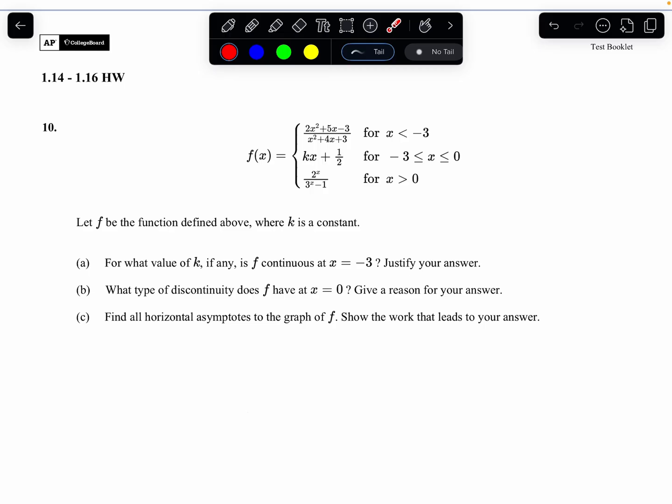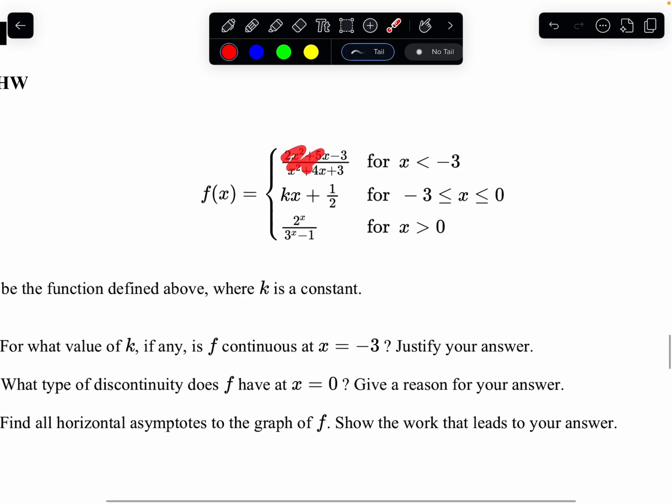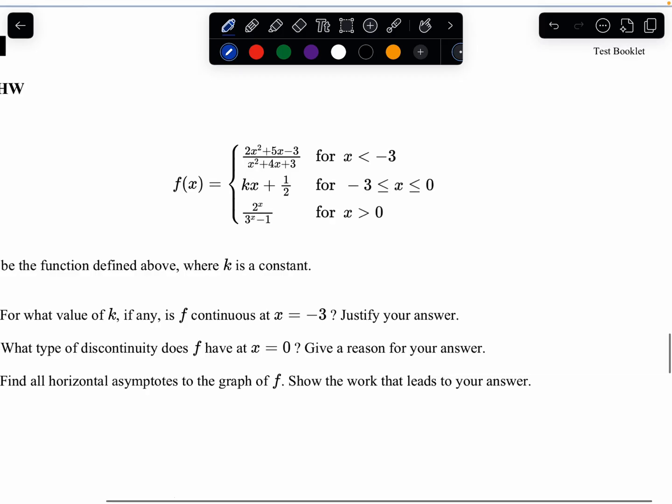So we have the function f, it's a piecewise function. And for part a, for what value of k, if any, is f continuous at x equals -3? So we've done these problems before. I'm going to set these two parts equal to each other and plug in -3. However, I am looking at this expression right here, and it does look like it's factorable. So I'm going to factor that first.